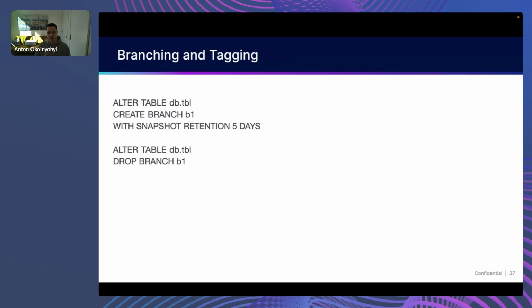fly. We also added support for branching and tagging. So you now can create branches in your Iceberg tables, and then you can commit to those branches. You can perform some operations on them. And if you're confident that this is the correct change, you can cherry pick that change into your master branch. So essentially, this will make Iceberg table act like a Git repository.